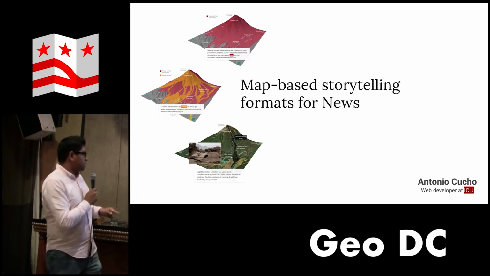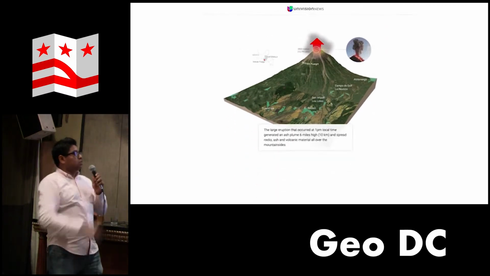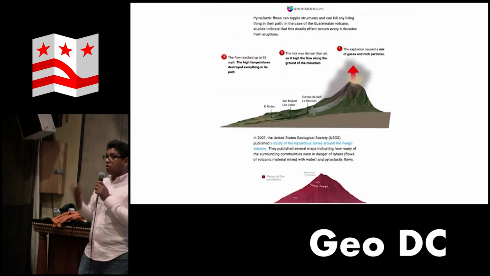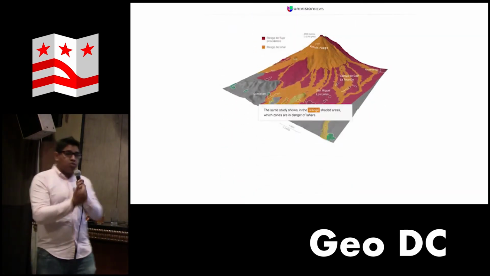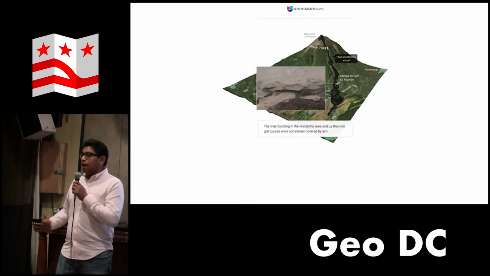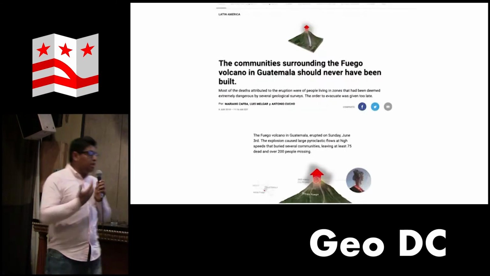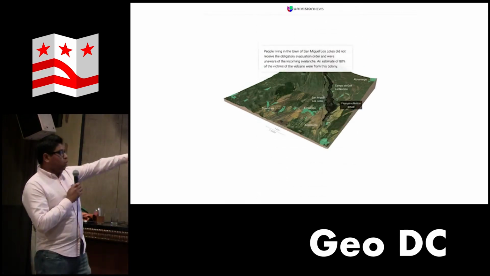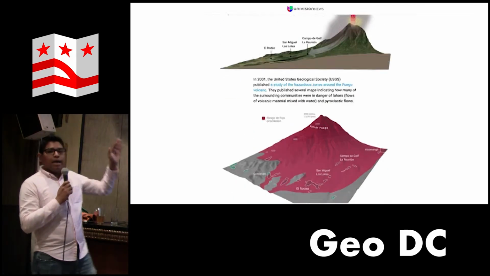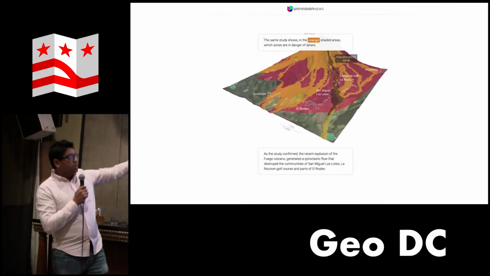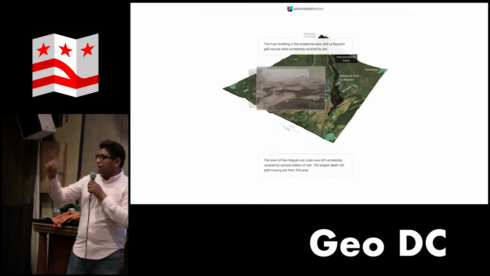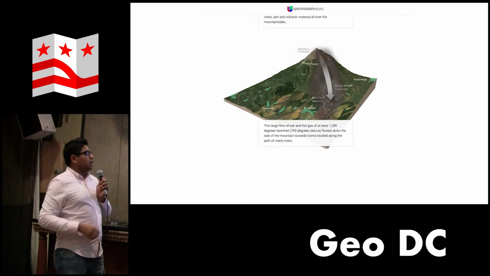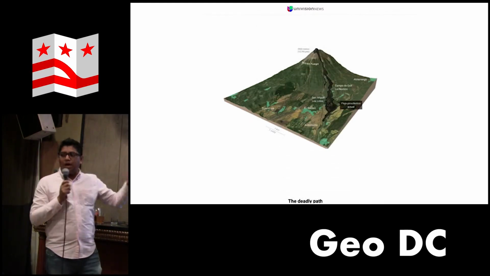So please, next slide. Okay, so this was the story, finally. The story was about Guatemala's Fuego volcano. There was an eruption last June 1st, last year. We needed to create something to explain what happened in that moment. So what we did basically was create a storytelling format, where the user can scroll and see different data. And I'm going to explain how we did this.